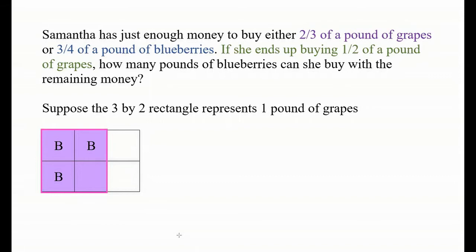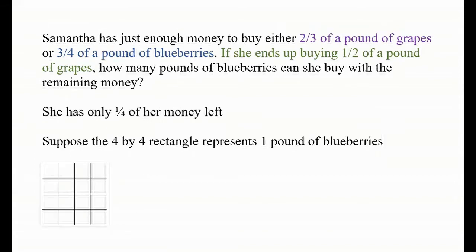Let's see how we can explain that visually. So from the previous slide, we know that she only had 1/4 of her money left. And suppose this 4x4 rectangle below represents a pound of blueberries. Now, originally, she had enough money to buy 3/4 of a pound of blueberries. So originally, she had enough money to buy this much.